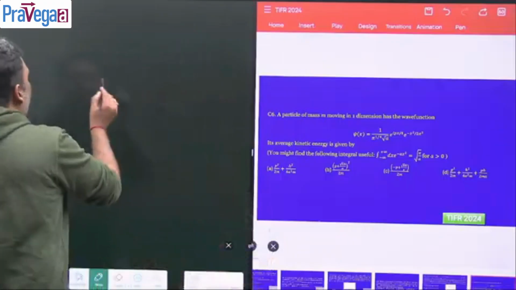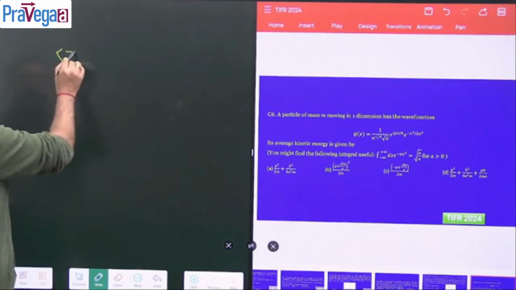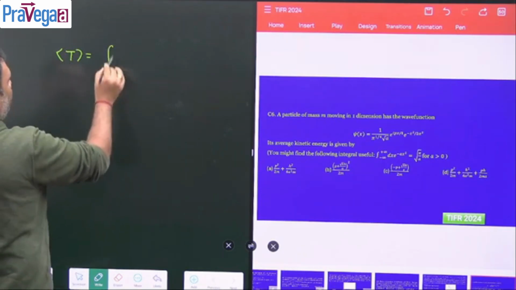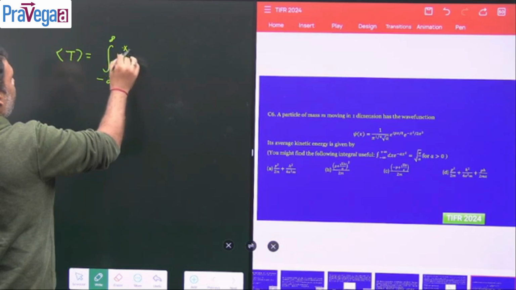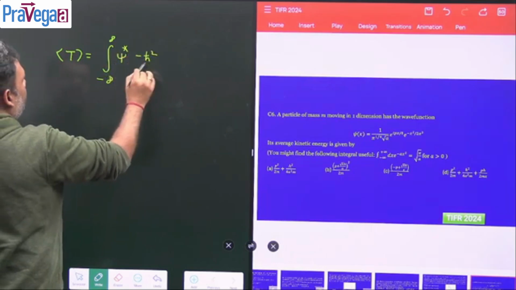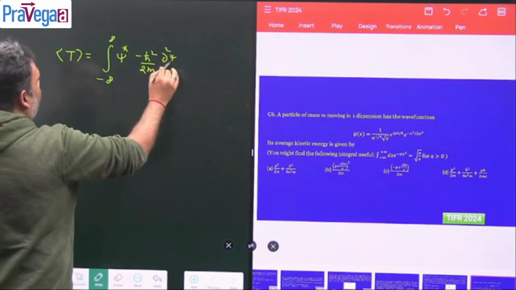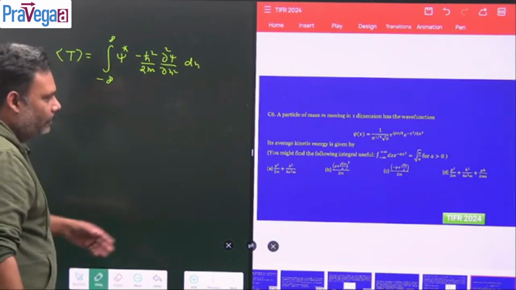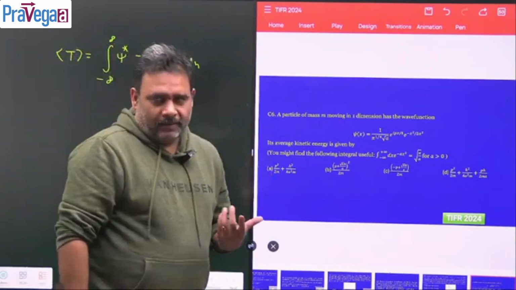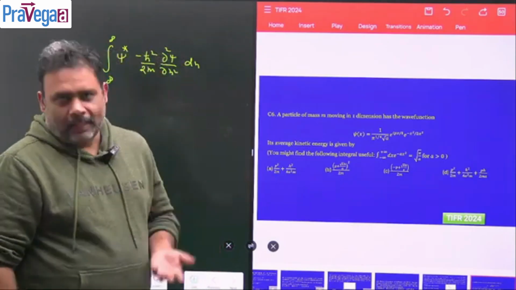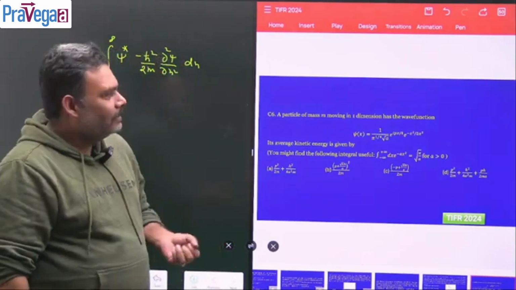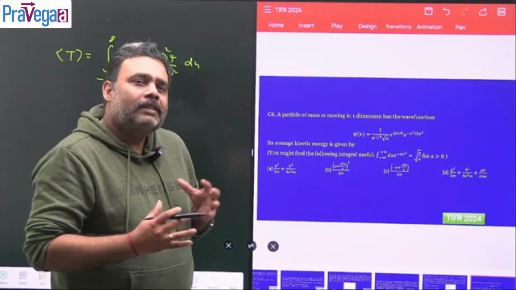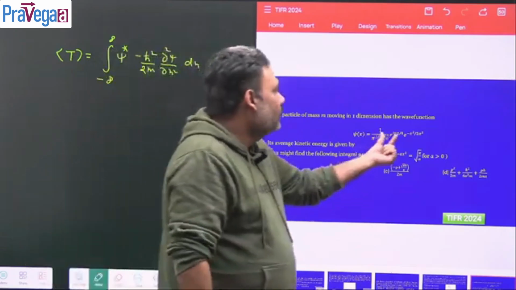So in general, you will solve this problem with the average of kinetic energy, and that is the integral from minus infinity to plus infinity of psi star times minus h cut square upon 2m del square psi by del x square dx, and you can get the answer, and you will easily find the answer is A. But here you have to do a lot of calculation, a lot of integration, but I will just avoid all this thing, and I will try to see these two wave functions independently.